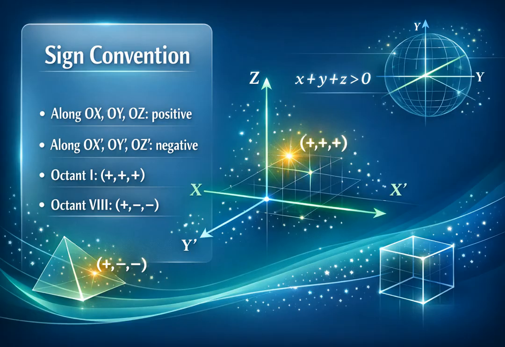The sign convention follows naturally. Distances measured along OX, OY, and OZ are positive. Distances measured along OX', OY', and OZ' are negative. For example, in octant I, all coordinates are positive: plus, plus, plus. In octant VIII, the signs are plus, minus, minus. The signs tell you which octant a point lies in.